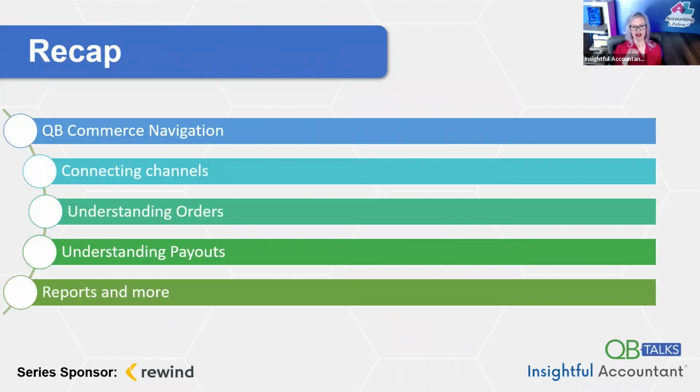So just kind of a recap, we walked through how do you navigate QuickBooks Commerce and what are the different channels that can be connected, and that you can actually dive into each channel individually. And then orders. So your sales orders and your sales receipts in QuickBooks are both part of your orders. Your payouts is the deposit piece that's going to line up with your bank, and then being able to look at the reporting.